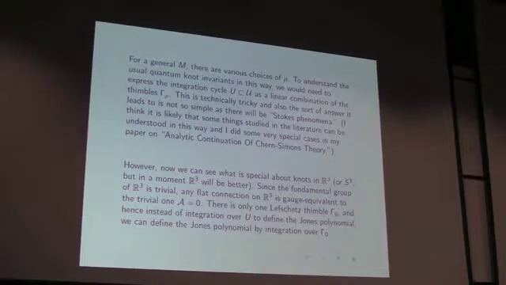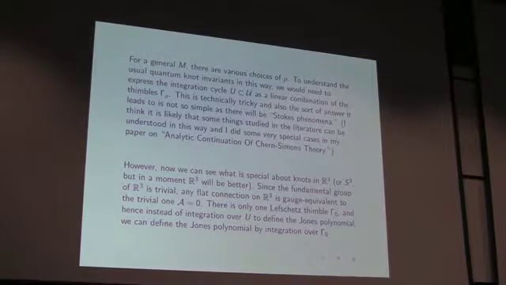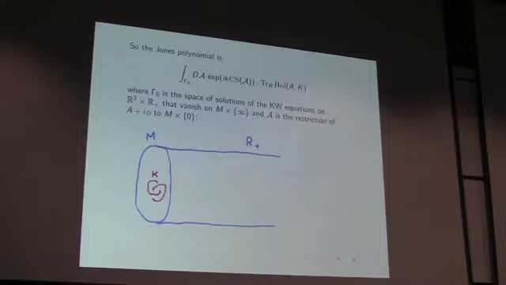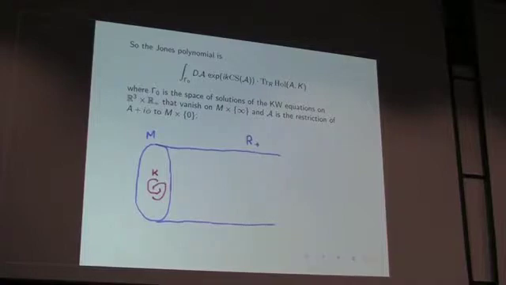So instead of defining the Jones polynomial by integration over the space of unitary connections, real connections of the compact group, we can define the Jones polynomial by integration over a Lefschetz thimble. So I can write the Jones polynomial this way. Now instead of integrating over real connections, we integrate over those complex connections that are boundary values of solutions of the KW equations on a four manifold.